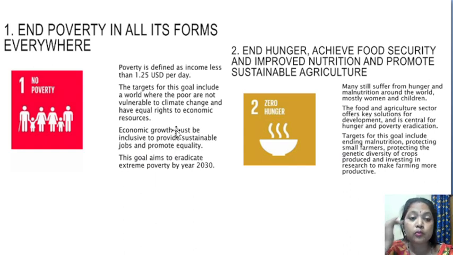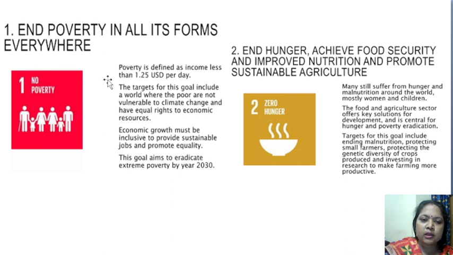So goal number 1 is end poverty in all its forms everywhere. So you just remember the 17 goals. It may be difficult to remember everything inside these goals, but you should at least remember all these 17 goals and their meaning. For example, goal number 1 is based on the end of poverty in all its forms everywhere, which means goal number 1 is, you can say, no poverty.